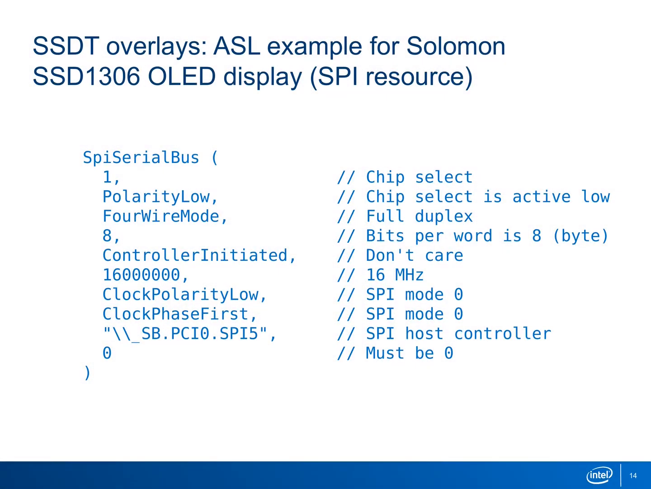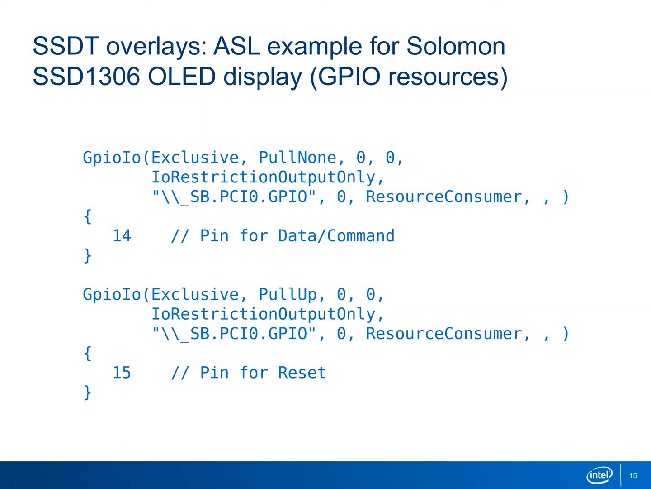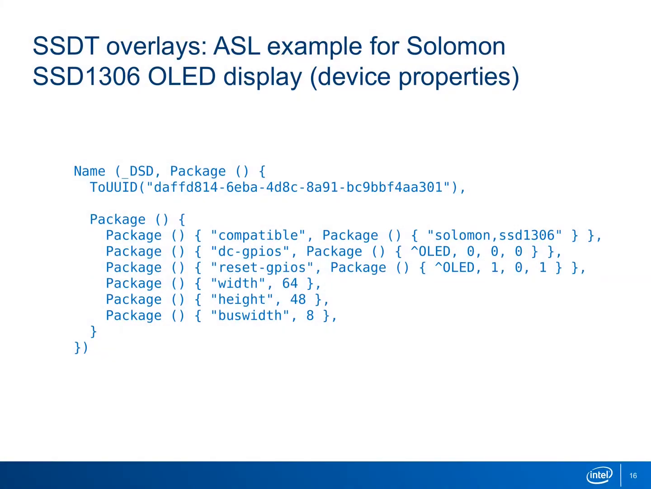Let's consider the connection of the Solomon OLED display. It is an SPI device which requires a couple of GPIO lines. That's why it needs to be described by SPI resource, chip select, bus frequency, and host controller reference. And GPIO resources for data command and reset signals. Additional device properties, such as names for GPIO resources and a compatibility string.